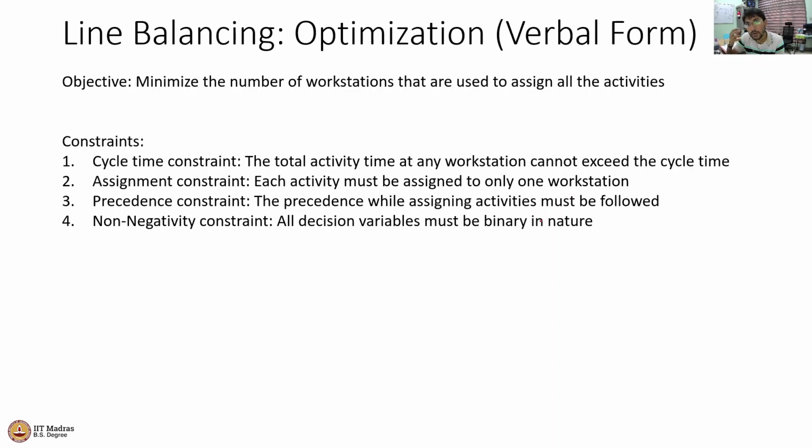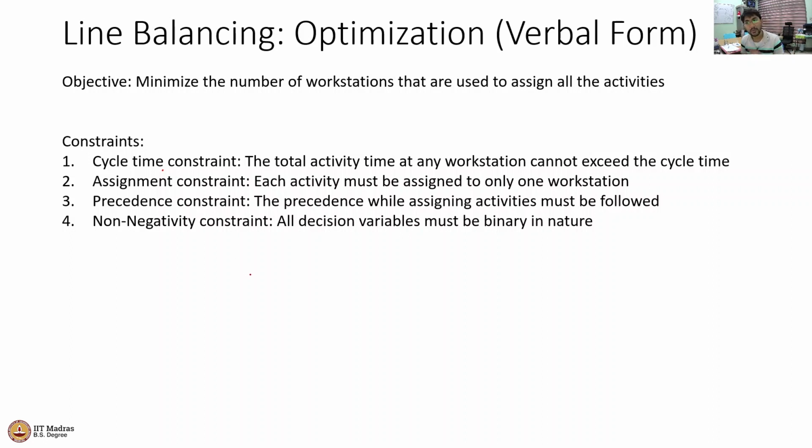And I am going to solve this objective with a constraint that the cycle time in any given workstation must not exceed my cycle time. So the total activity time that I assign for a workstation must not exceed my cycle time. So that is the first constraint, the cycle time constraint. The second one is the assignment constraint. Each activity must be assigned to some workstation. I can't say, okay, I will not assign an activity to any workstation. It must be assigned to a workstation.